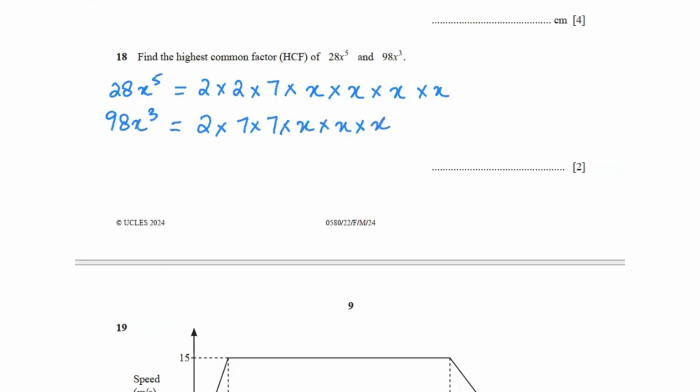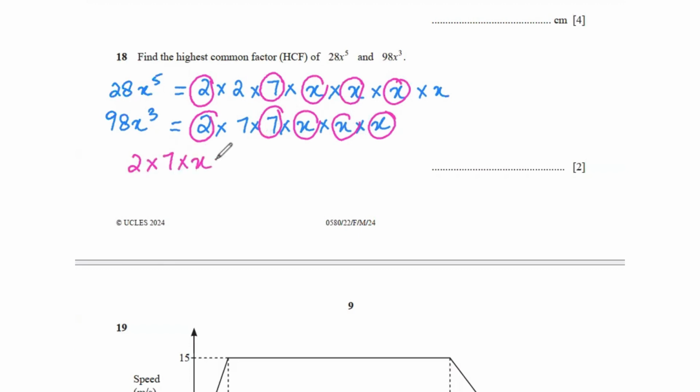So now if we compare the prime factors for both the terms, we can see that we have a 2 common and we have a 7 common. And for the variables, we have 3x's common. So it's going to be 2 times 7 times x cubed, which is equal to 14x cubed. That is your highest common factor for these two terms.